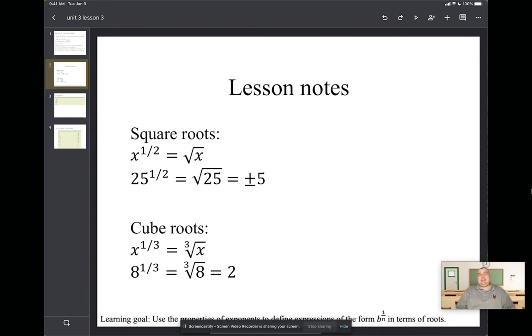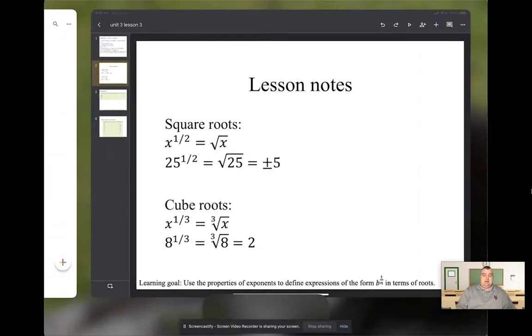It turns out it doesn't matter whatever root you use, this pattern will hold true. So if you want to find a fourth root for some reason, a fourth root would be the same as raising to the power of 1/4. A fifth root would be the same as raising to a power of 1/5, so on and so forth.